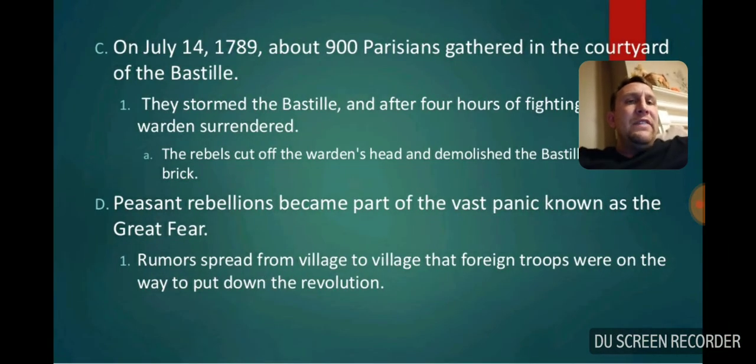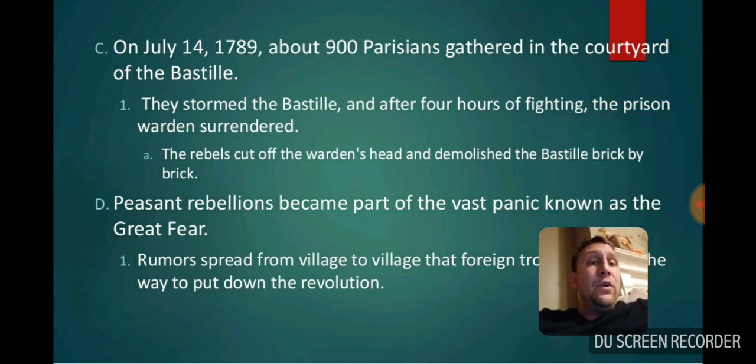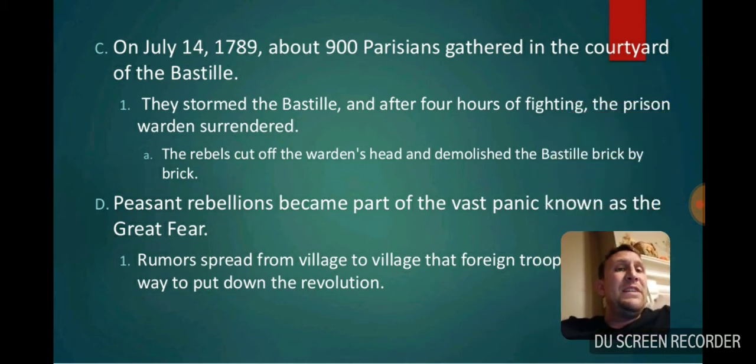All right, so 1789. July 14, 1789, 900 Parisians gathered in the courtyard of the Bastille. They attacked the Bastille. The Bastille was a prison, and they knew that they could find one thing at the Bastille, and that was gunpowder. They needed to actually get gunpowder for the muskets that they had. So they attacked and they dismantled the Bastille brick by brick.